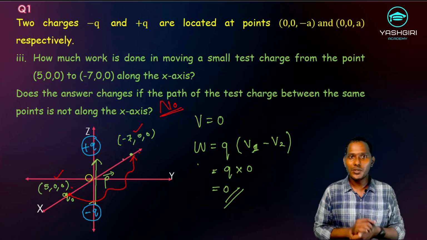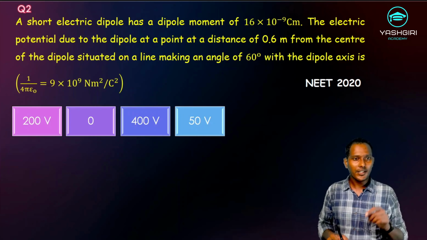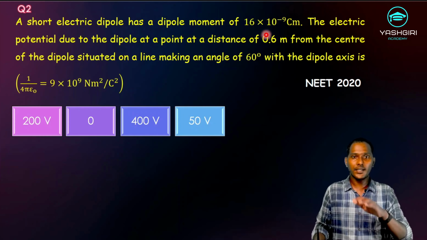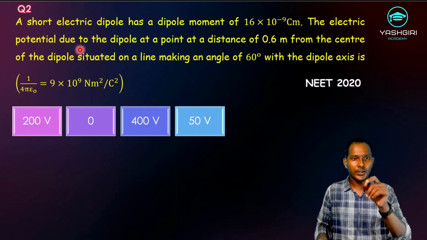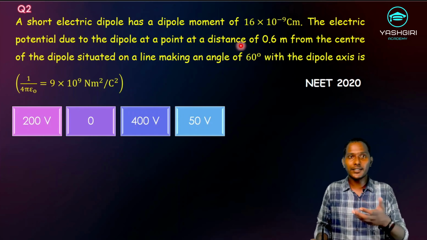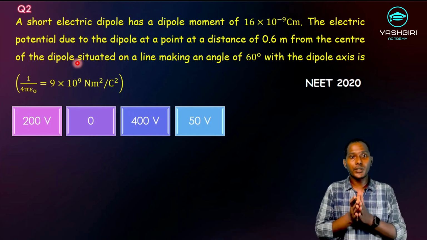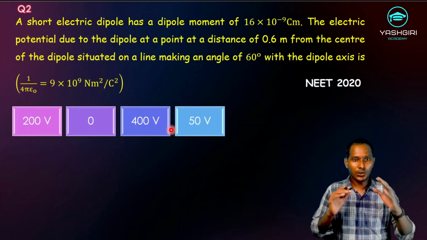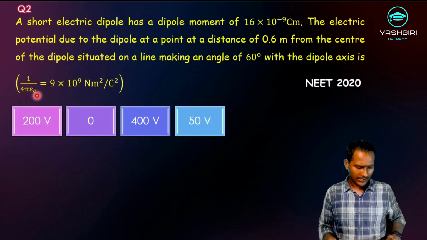Well, now students, let us take another question. A short electric dipole has a dipole moment of 16 into 10 to the power minus 9 coulomb meter. The electric potential due to the dipole at a point at a distance of 0.6 meter from the center of the dipole, situated on a line making an angle of 60 degree with the dipole axis, is dash. There are 4 options here, and the value of 1 over 4 pi epsilon naught has been given to us. Let us quickly see that.